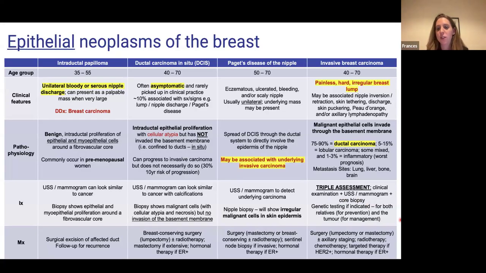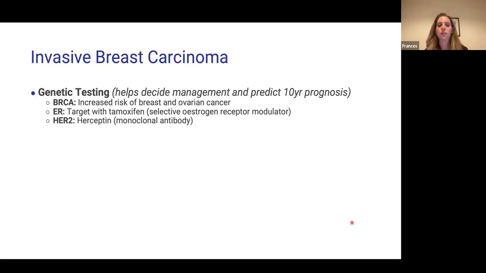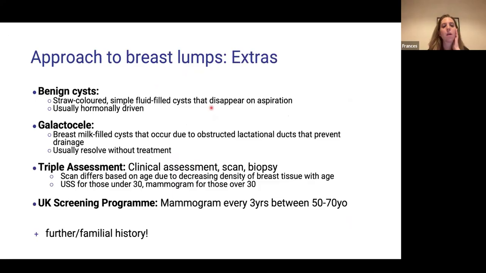And then your biopsy, that's your other part of your triple assessment. And then genetic testing for things like estrogen receptors, progesterone receptors, and HER2. And that's just going to allow you to do some targeted therapy, okay? And also BRCA, because you obviously want to know for family members, and also for whether they have an increased risk of ovarian cancer, because you can do a prophylactic oophorectomy where you remove the ovaries as well.